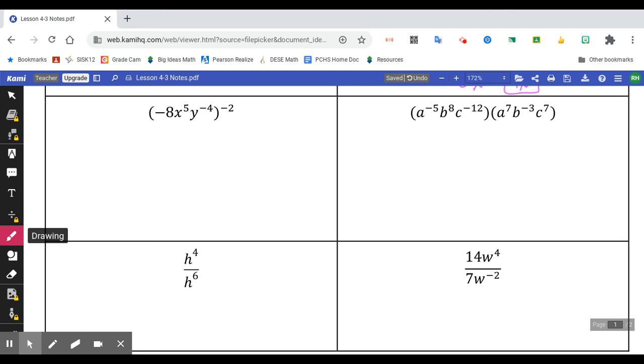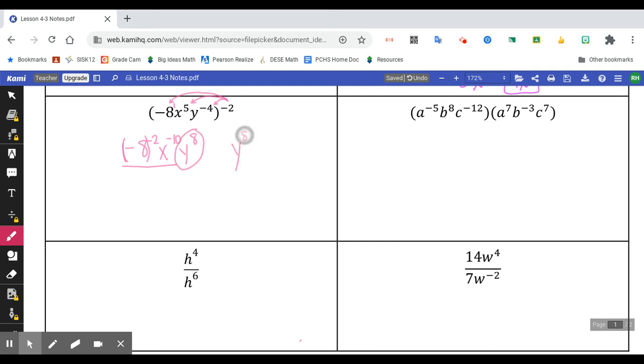So negative 2 on the outside, we distribute to the 8, to the x, and to the y. Remember, there's a 1 here. So this becomes negative 8 to the negative 2 power, x to the negative 10th power, and y to the positive 8. Okay, now these right here both have negative exponents, so they have to drop. And y to the 8th has a positive, so it stays on top.